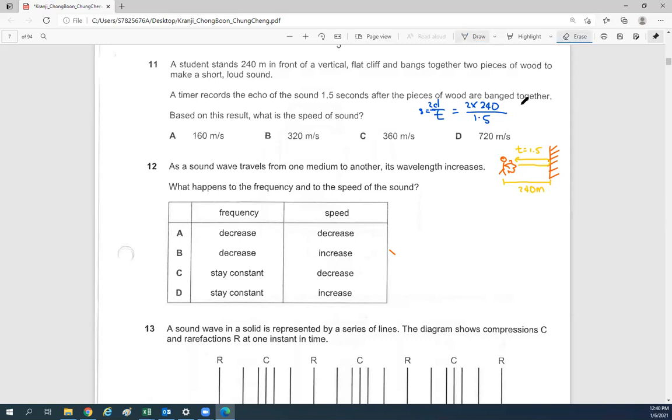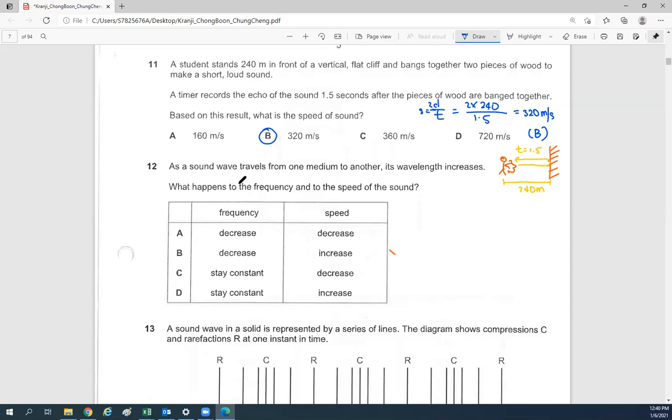Okay, so let me press the calculator. And you'll have 320 meters per second. Okay, so that's your answer, B. All right.